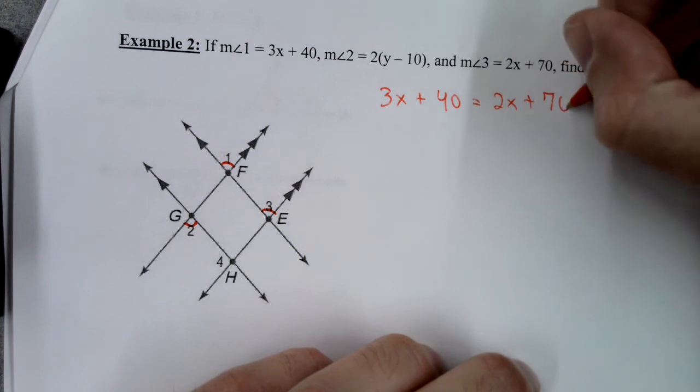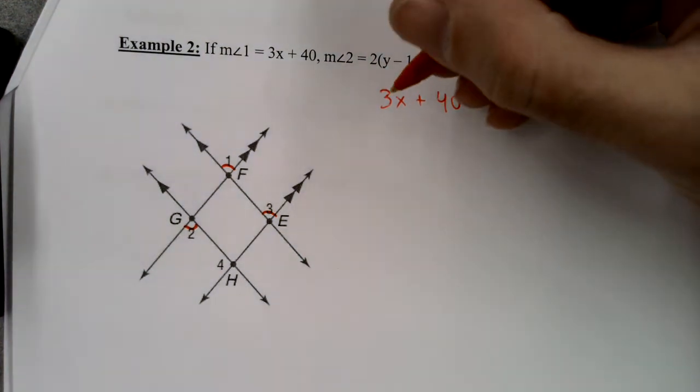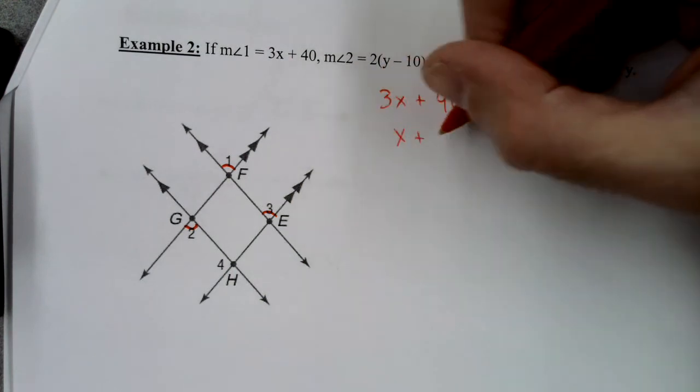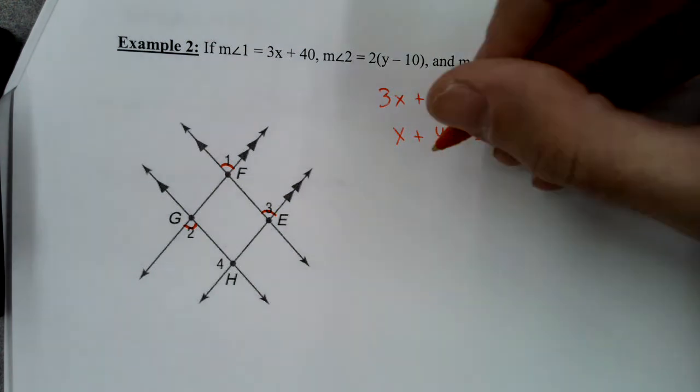So let's solve this first for x. Subtract 2x on each side. x plus 40 equals 70. x equals 30.